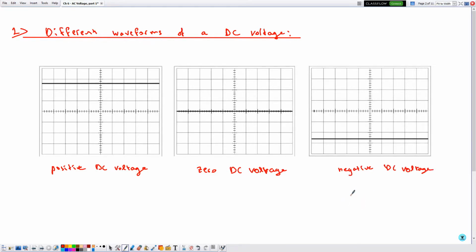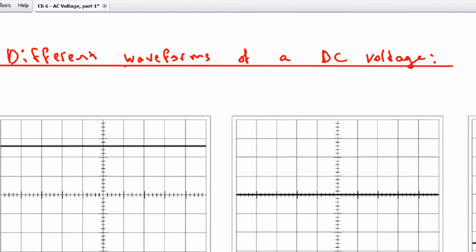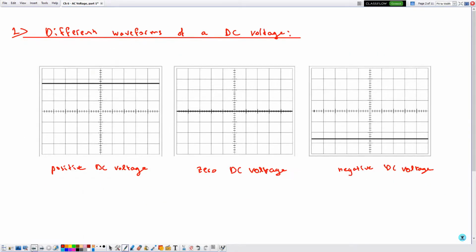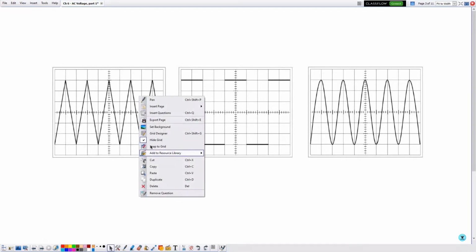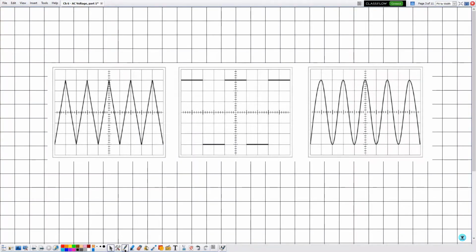So these are the different DC voltages that we have encountered in chapter 3, and we call them waveforms for the following reason that we will see in the next section, which is section number 3. Then let me write down: different waveforms of an AC voltage.